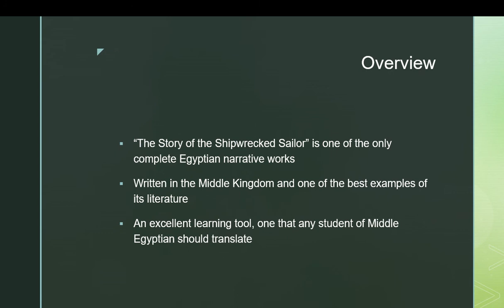It is one of the best examples of the literature of the Middle Kingdom, which is why it survived so long. And it is also an excellent learning tool. It is a story that is kind of long, but easy to break into segments. It has a lot of grammatical variety. It has an interesting narrative, so you kind of stay with it. But it also has a narrative that's vaguely predictable enough that you know where it's going. You're going to catch yourself if you find yourself translating some nonsense.